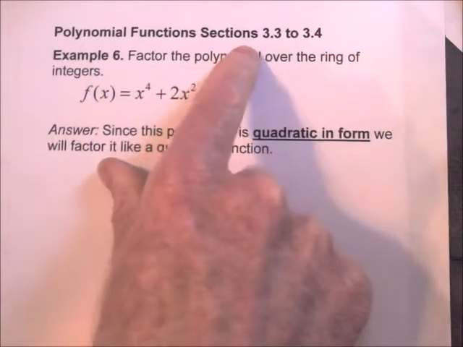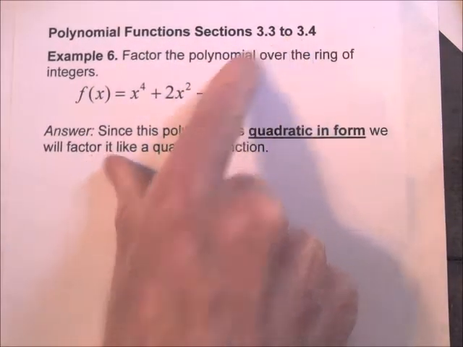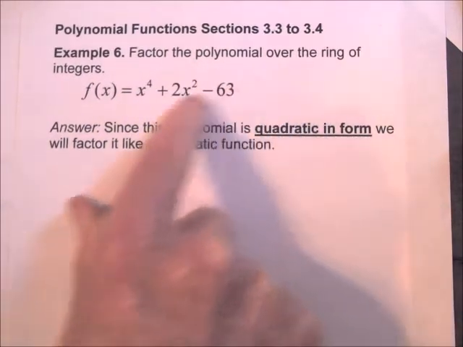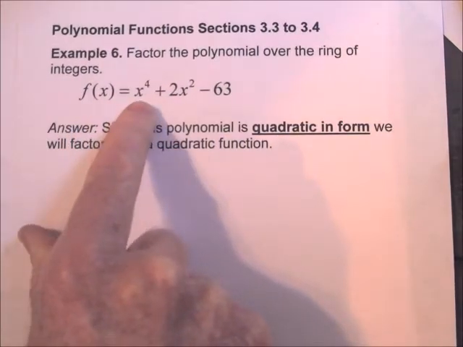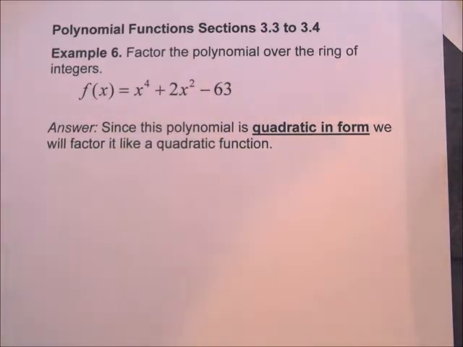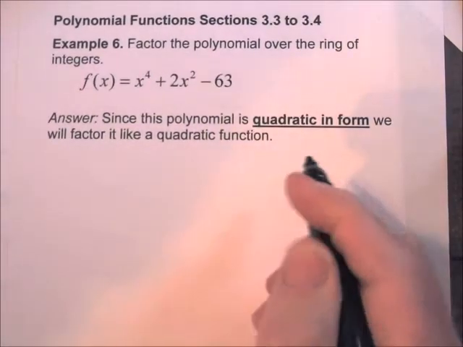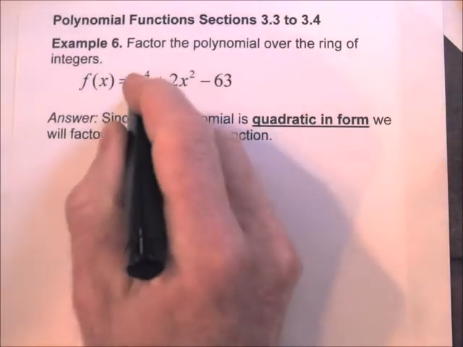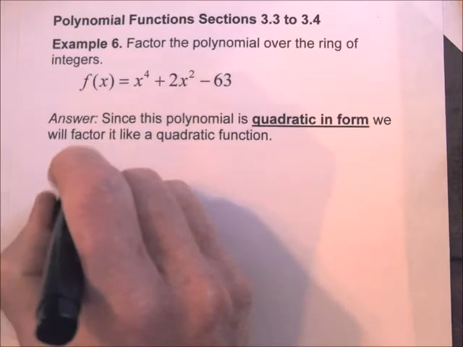Polynomial functions, section 3.3 to 3.4, example 6. Factor the polynomial over the ring of integers. f(x) is x to the fourth plus 2x squared minus 63. Since this is quadratic in form, we can factor it like a quadratic function. We can write x to the fourth as x squared squared.